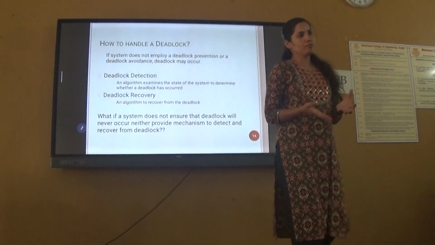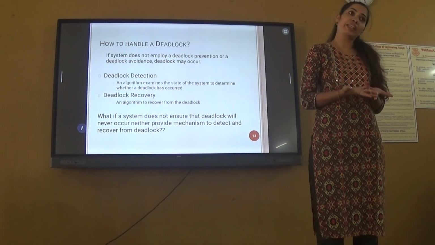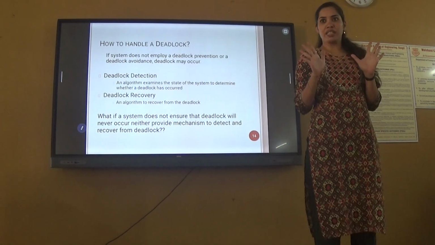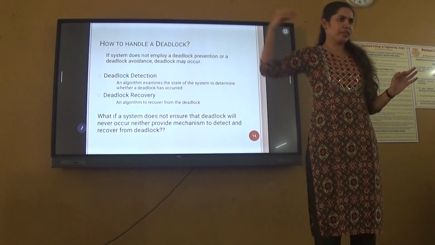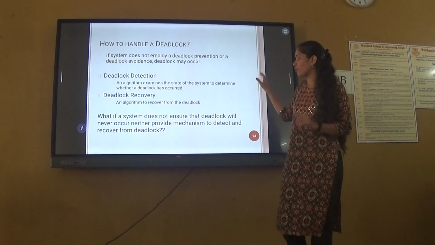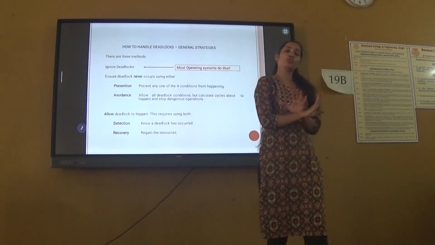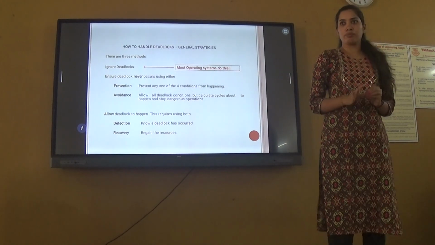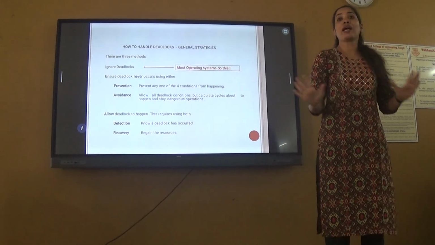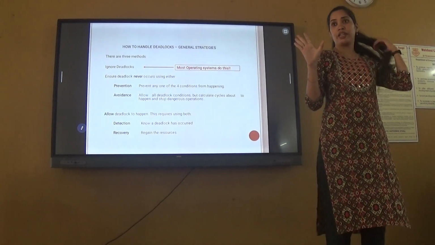If it occurs, we should detect why it is occurring, and if it is detected, take medicine: kill that process, take some preventive measure. So these are the four handlings. One, as I said, the operating system usually ignores the deadlock and pretends that deadlock won't occur in the system. It has given the freedom to the developer itself.